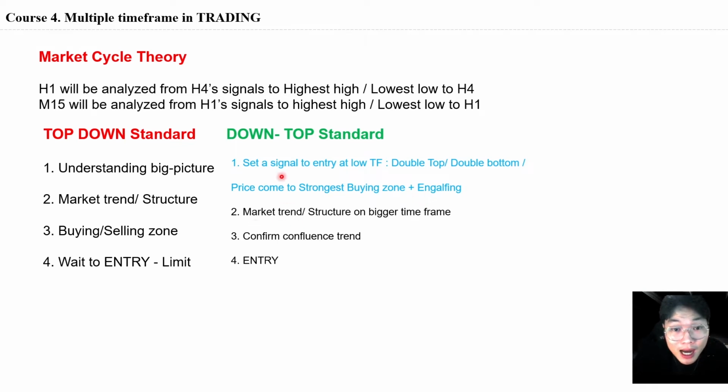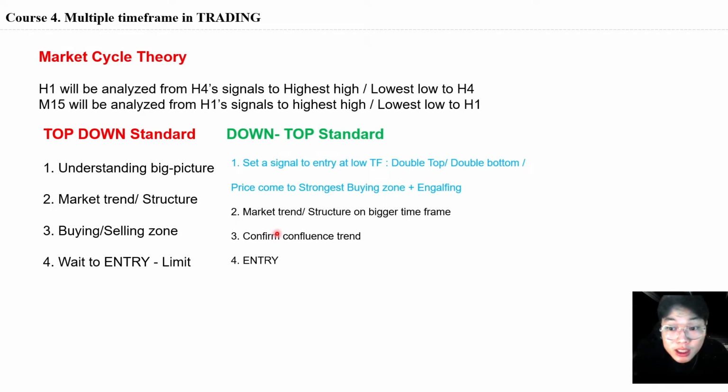And the second step, after the first condition is okay, you go into the higher time frame to define the market trend structure on the bigger time frame. And the third one is to confirm confluent trends with the higher time frame once more. And the last one, after all the conditions are okay, you enter the market. And one small thing, if one of the 3 conditions is not okay by your standards, at this time you need to skip this pair and move on to another pair.